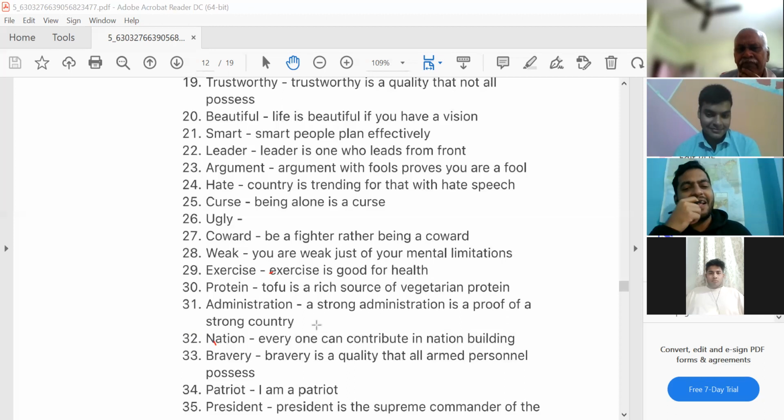Aage chalo. I am a patriot. You are certainly not a patriot. If you had been a patriot, you would have done a favor to your father first by doing well. You are certainly not a patriot. Yes, sir. Only if you stay right at home first will you do it outside, no? You did not study properly by spending your parents' money. Yes, sir. Okay, read ahead.